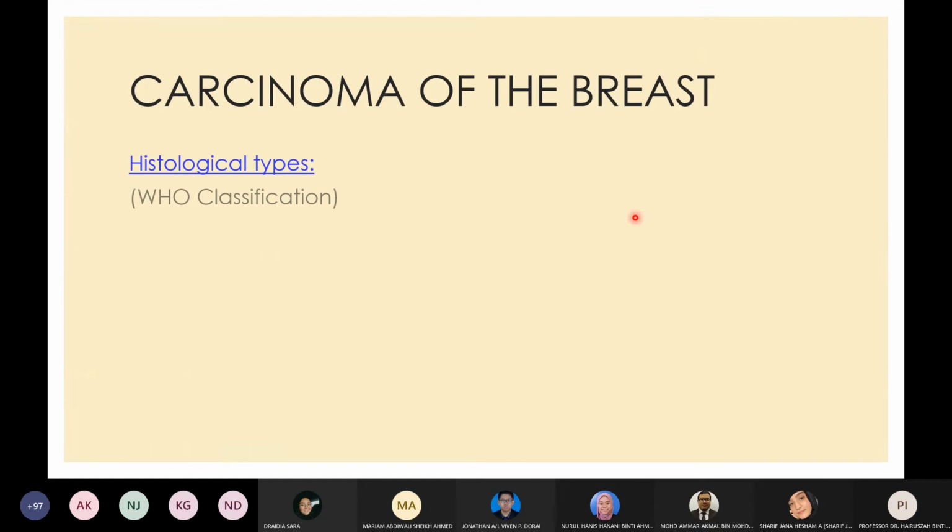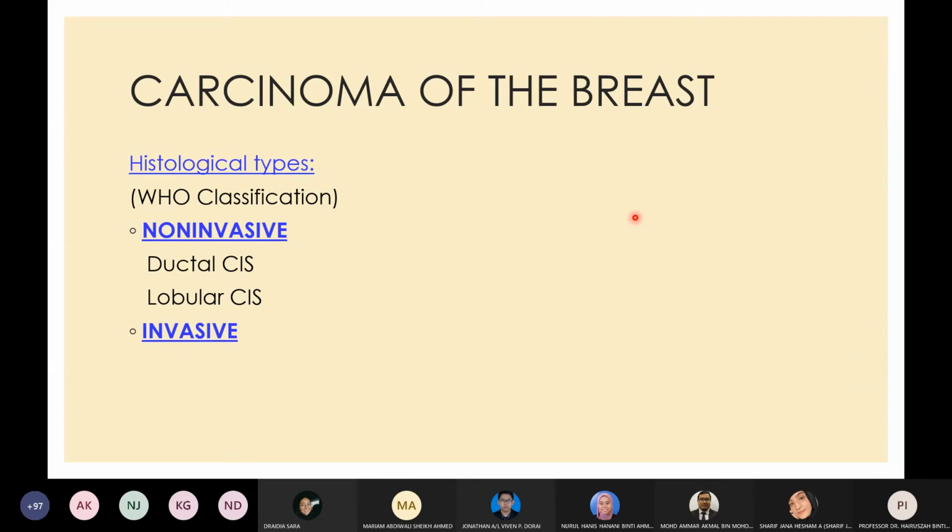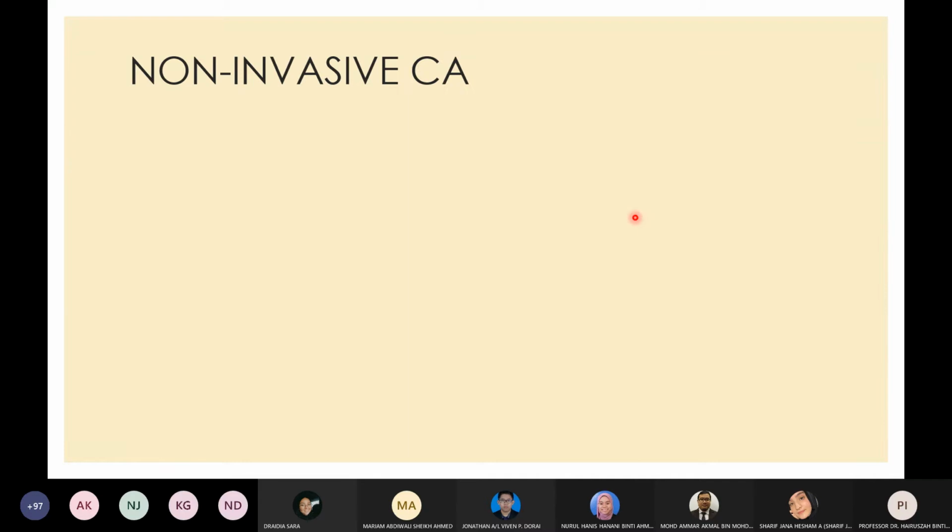So what about carcinoma of the breast that you should know? Remember when we talked about cancer of the cervix, you have the CIN, the dysplasia, and then you have the invasive. The breast is very similar. You have a lesion that is not invasive, we call it non-invasive, which can be of two types, ductal and lobular. Ductal is more common, lobular is hardly seen. Of course, there is the invasive group. I will give details of this in a while. DCIS, ductal carcinoma in situ.